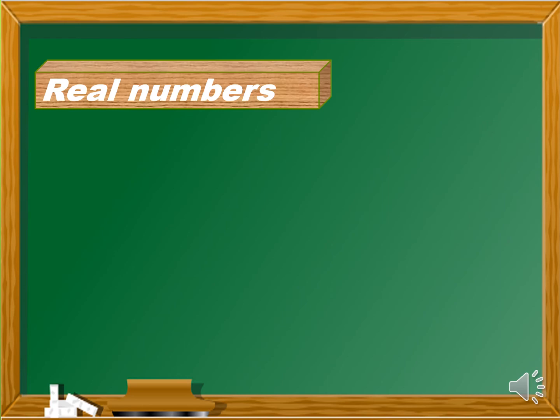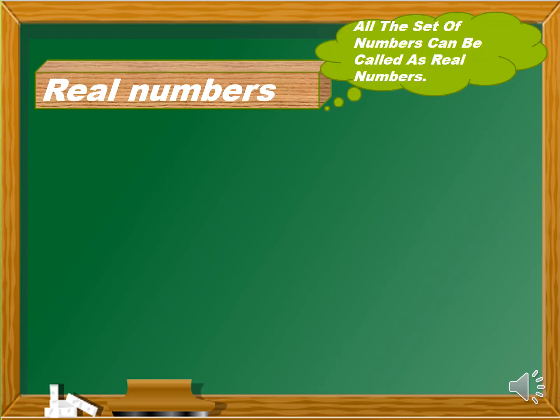So now we have learnt all the sets of numbers. When we group all those sets of numbers, can they have a name? Is there a name to call all the group of numbers? Yes, there is a common name to call all the sets of numbers, that is real numbers. So what are real numbers? Just see. I have said that all sets of numbers can be called real numbers.